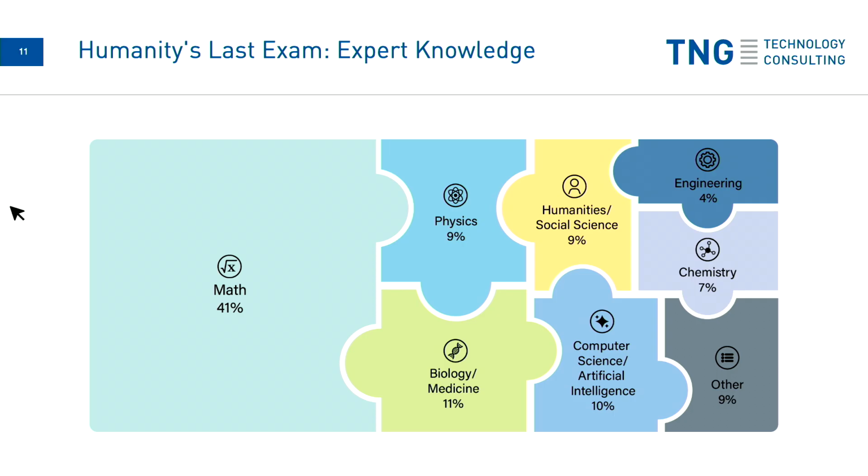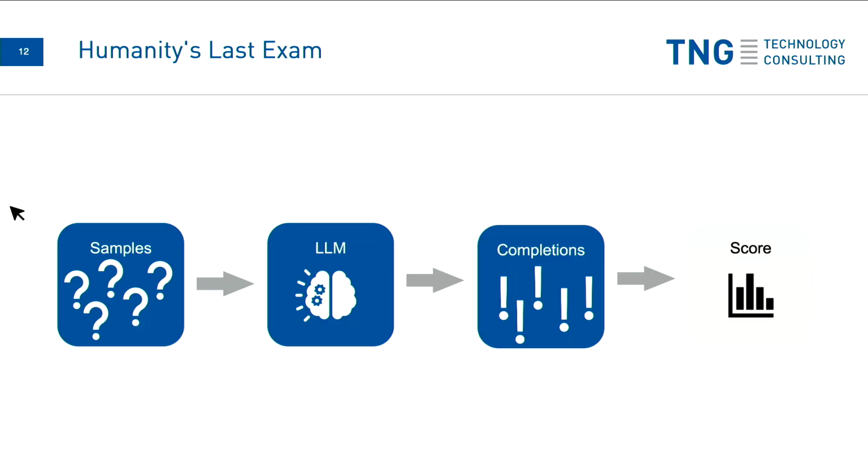However, it's also the most expensive way to gather data. In this particular case, the authors had a pool of prize money of $500,000 to distribute among the contributors to encourage them to hand in example questions. So this is the sample part. Now, how do we feed those samples to the LLM? How do we ask the LLM such questions?